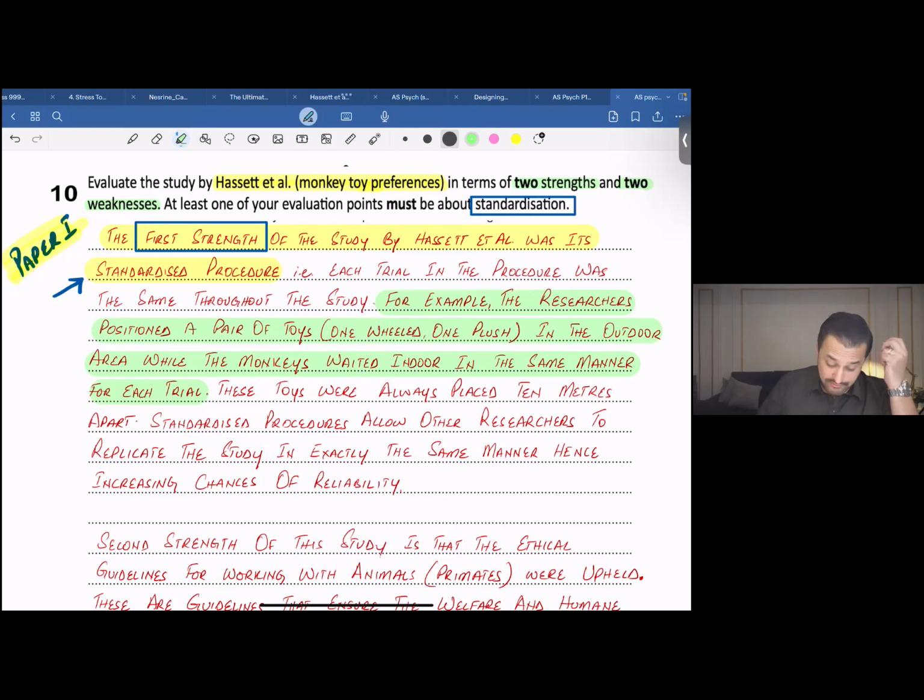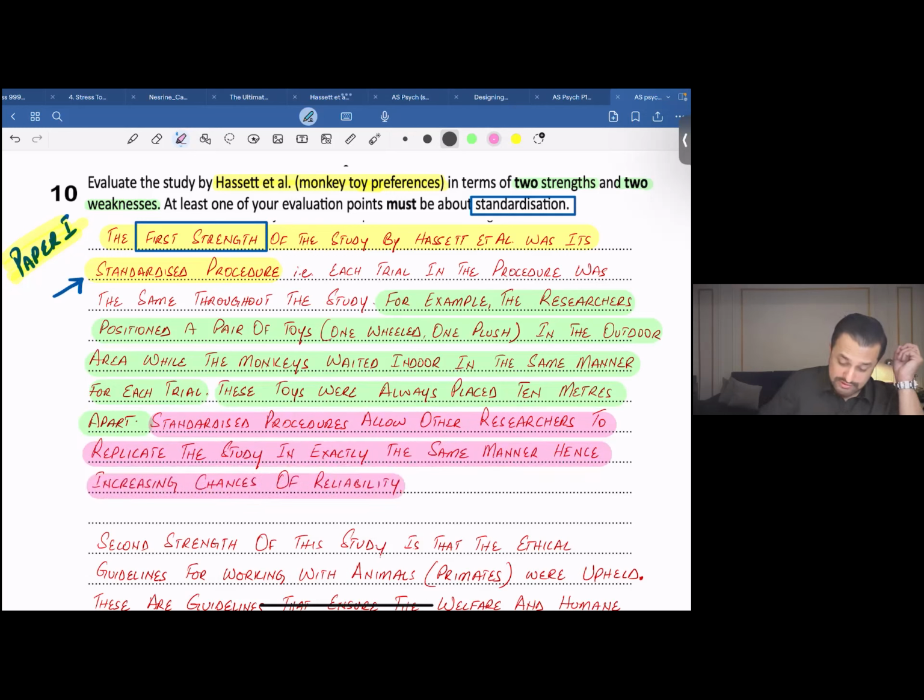So, for example, the researchers positioned a pair of toys, one wheeled and one plush, in the outdoor area while the monkeys waited indoors in the same manner for each trial. These toys were always placed 10 meters apart. Now, I highlighted the first part in yellow, the second one in green. Now, the third color that I'd like to use over here is pink, and I'll tell you why I'm differentiating these. Now, standardized procedures allow other researchers to replicate the study in exactly the same manner, hence increasing chance of reliability.